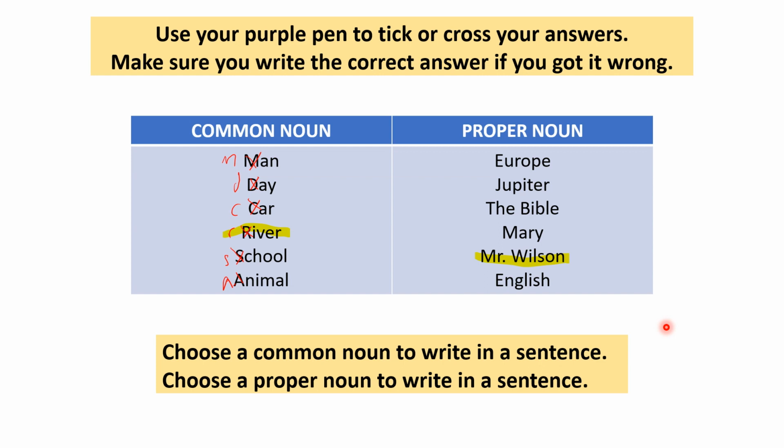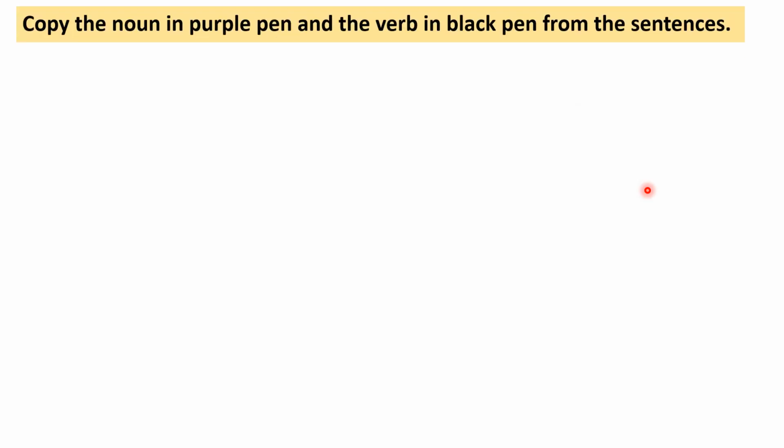Okay, so you should have now written a sentence with a common noun and a sentence with a proper noun. We're going to look at those in a little bit. Okay, now we are going to combine our knowledge. We're going to look at nouns and we're going to look at verbs. Remember, nouns are names and verbs are actions or states of being, the doing words.